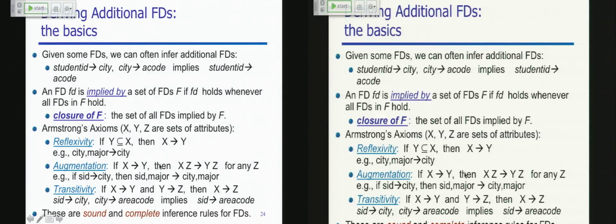Augmentation says that if I know X determines Y, I can add any number of attributes to both sides of that dependency. So I can add a set of attributes Z, both on the left-hand side and the right-hand side, and that would mean that XZ determines YZ. So if I know student ID gives you city, then I know that student ID and major gives you city and major.